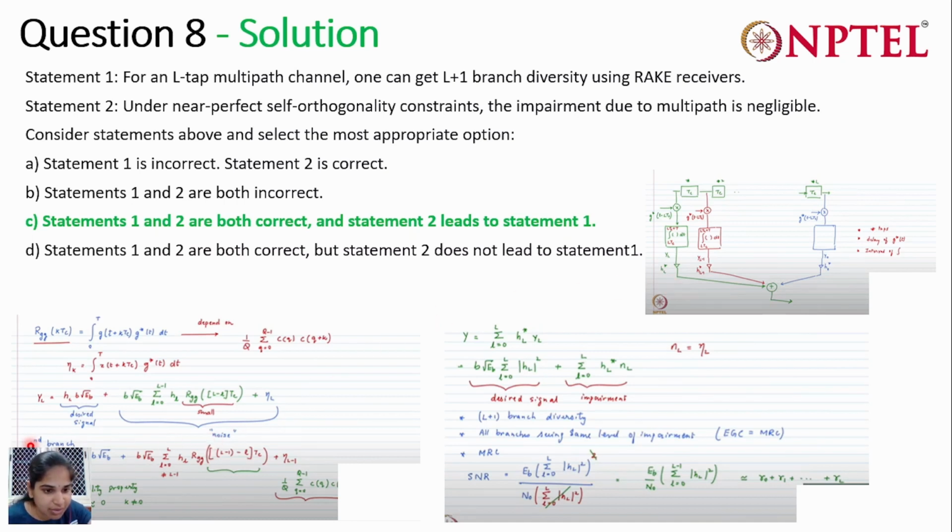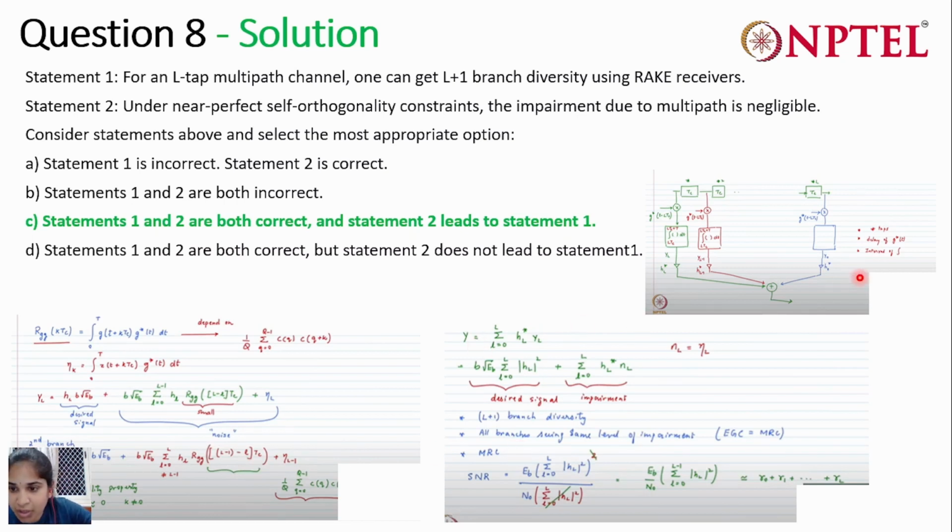If you see the first branch, you will get YL equal to HL b root of EB plus b root EB summation L equal to 0 to L minus 1 HL RGG. Basically, this RGG is the cross correlation term. This cross correlation term will be very small, so this entire thing will almost be considered as noise, and this will be the desired signal. For the second branch, y of L minus 1 will be the same way, H of L minus 1 with root of EB, and so on.